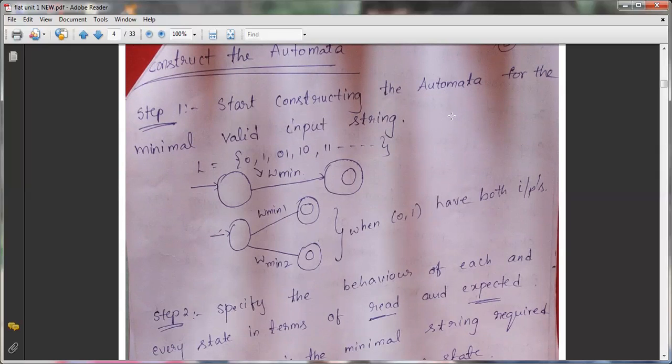Step 1 is to start constructing the automata for the minimal valid input string. Start constructing the automata for the minimum valid input string. Suppose the language you are having here is 0, 1, 0, 1, 1, 0, 1, 1 like this. So what will the minimum W be? The minimum string should be accepted here. When 0 and 1 are both inputs, then we can have both the minimum strings here.